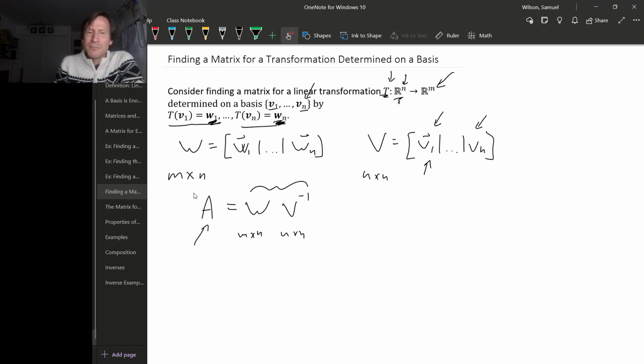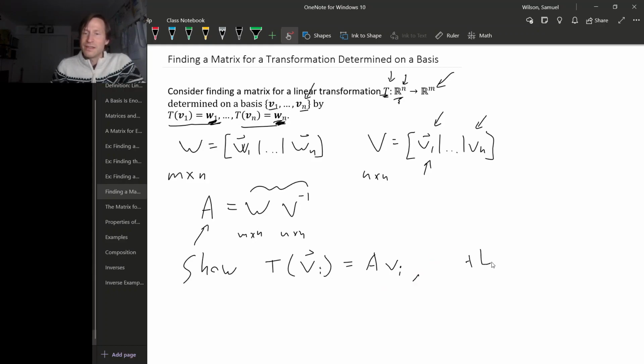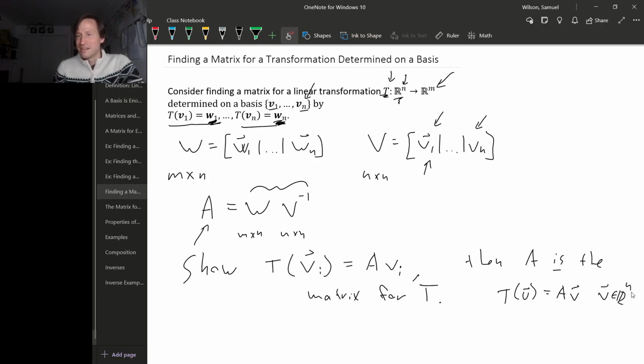Well, remember that linear transformations agree if they agree on a basis, right? So if we can show that the linear transformation and multiplication by this matrix agree on a basis, then A is the matrix for T. And when I say the matrix for T, that means that T of v is equal to A times v for every vector v in Rn. So they determine exactly the same transformation from Rn to Rm. Okay, so how can we prove this? Well, what we're going to have to do is take these basis vectors v and multiply them by A just to see what we get.